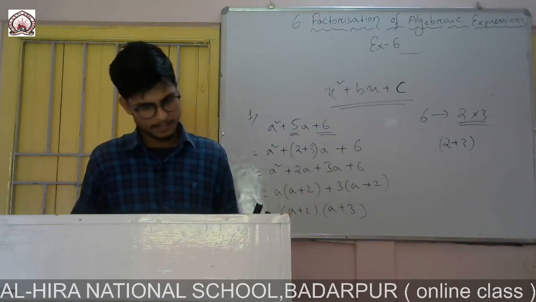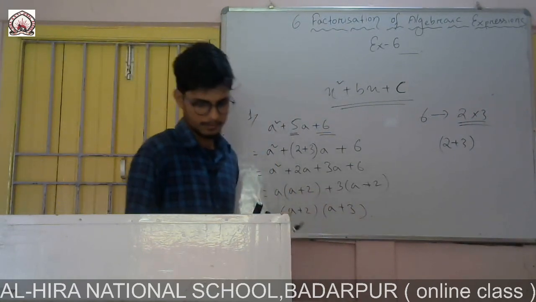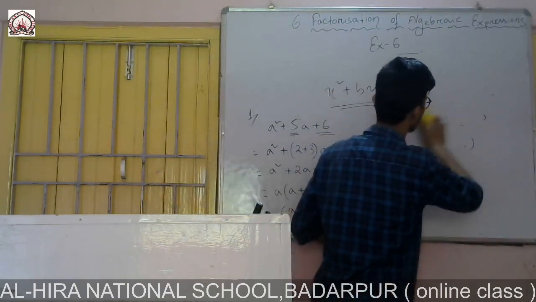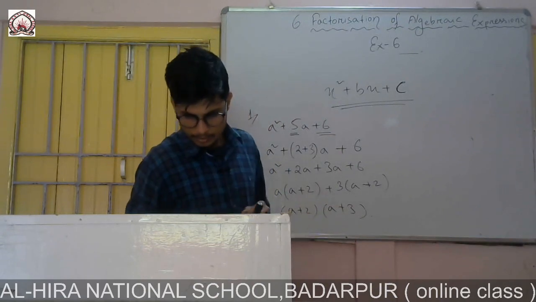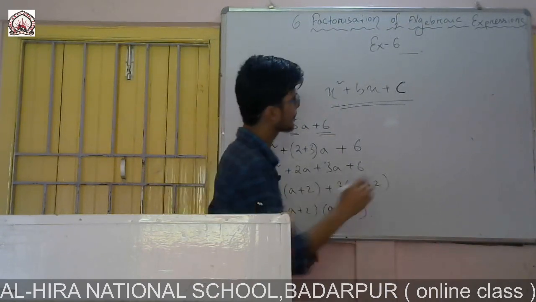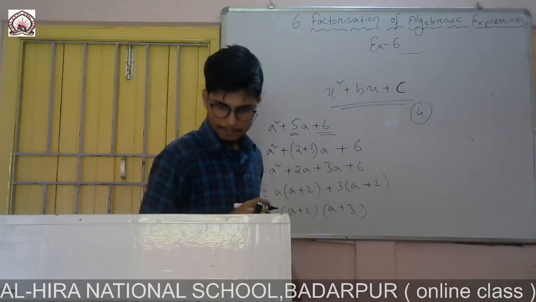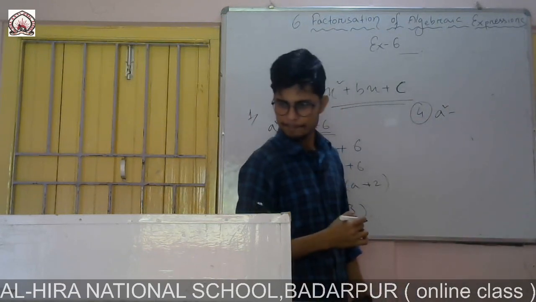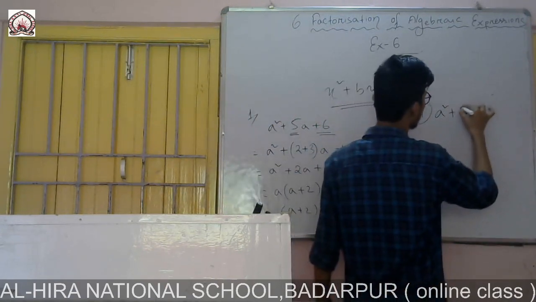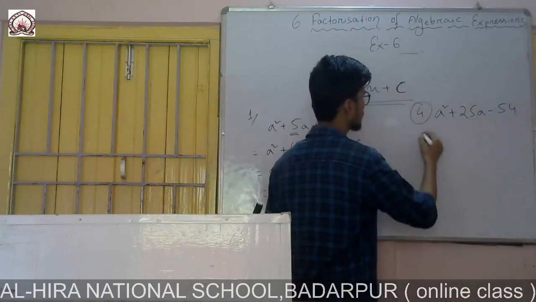Okay, now let me take another example. There is a little difference if the sign is minus, you see what you have to do. So let me do question number 4. Question number 4 is a square plus 25a minus 54. So first of all you take out the product.